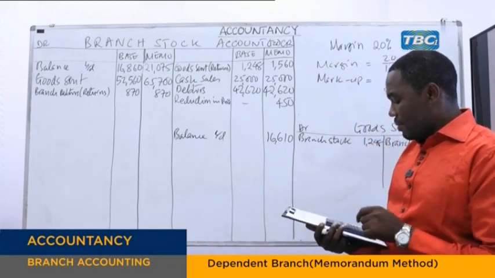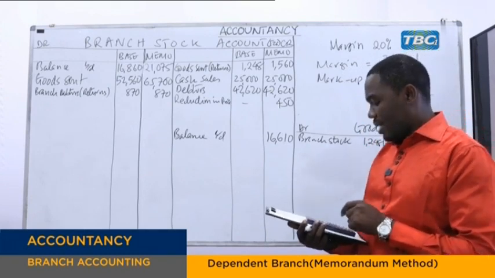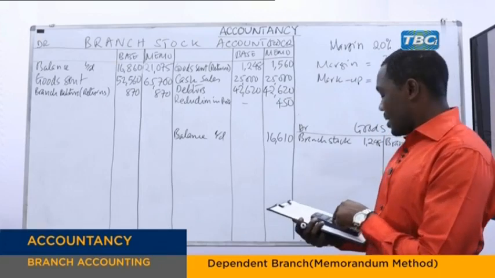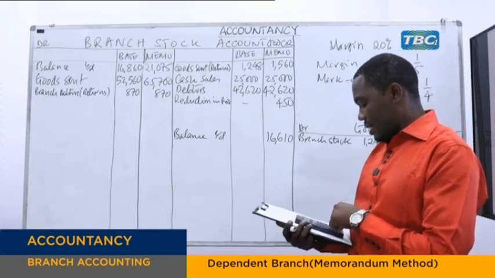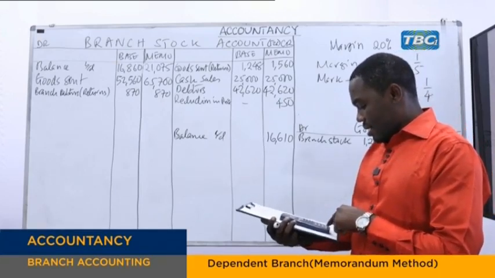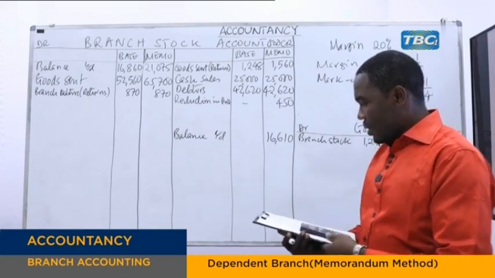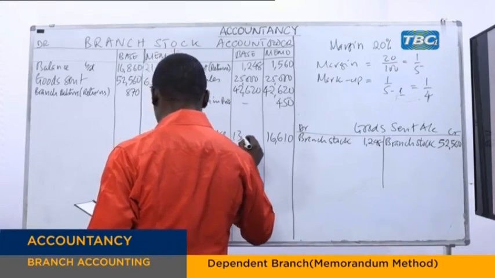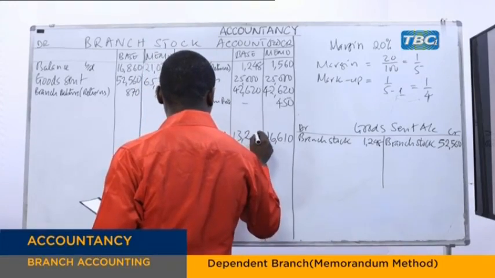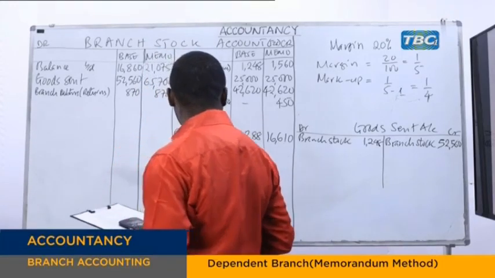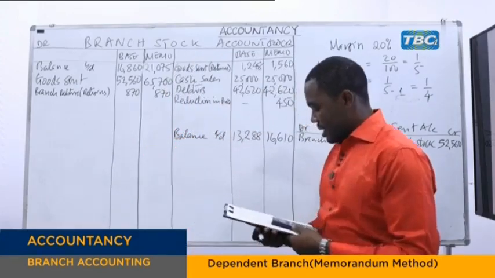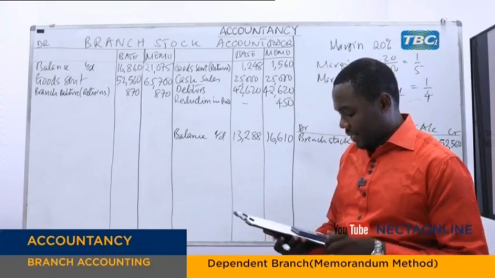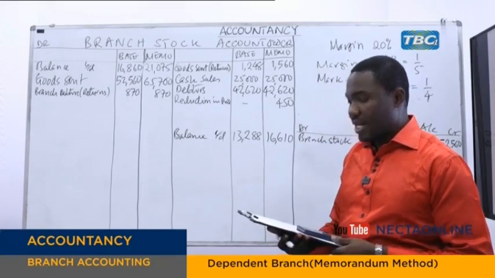So we get the profit loading 3,322. Yes, if you deduct it, we get the cost element of 13,288. So that was the closing entry for the branch stock account.